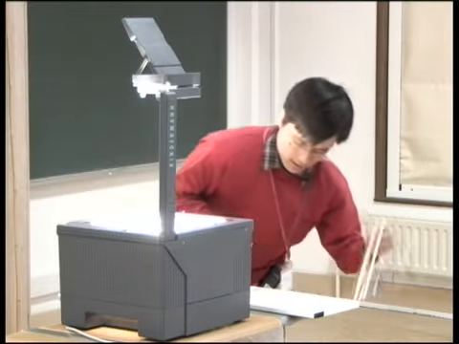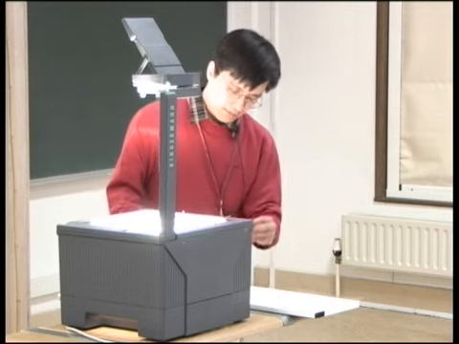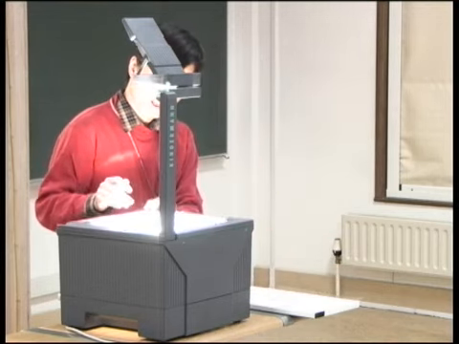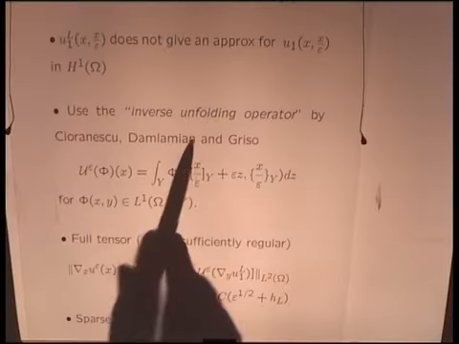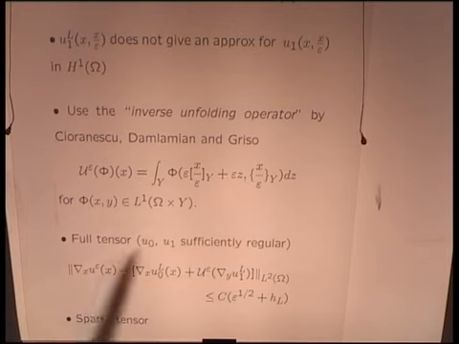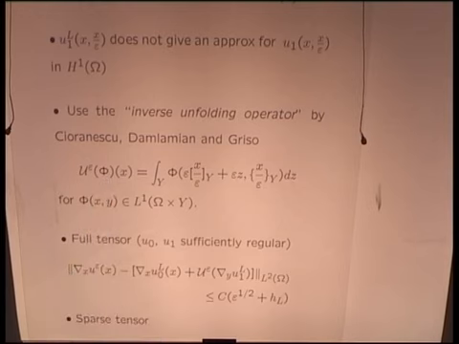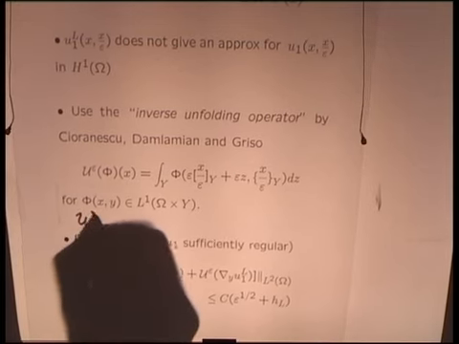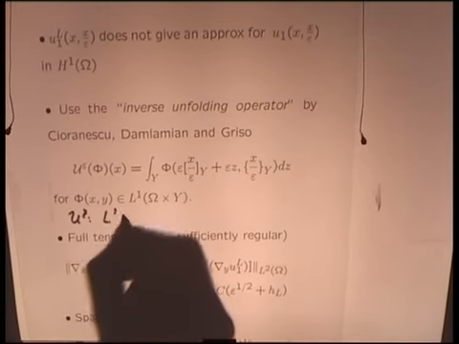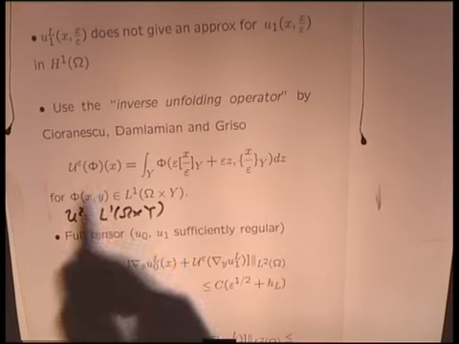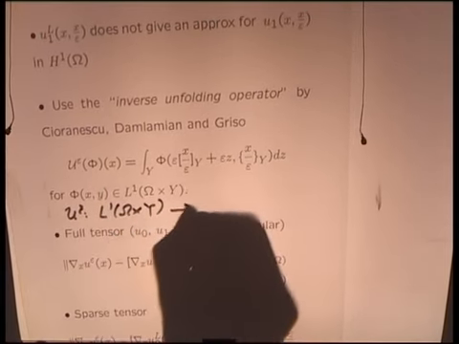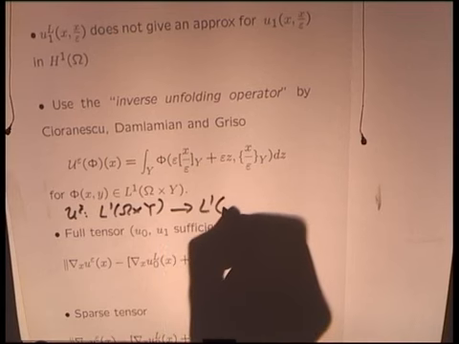We use what Cioranescu, Damlamian, and Griso called the inverse unfolding, which I define as the U epsilon. So for each phi of x, y in L1 of omega times Y, we define U epsilon phi as a function in L1. So this U epsilon here is a map from L1 of omega times Y, and you can write it as L2 if you like, to L1 of omega.